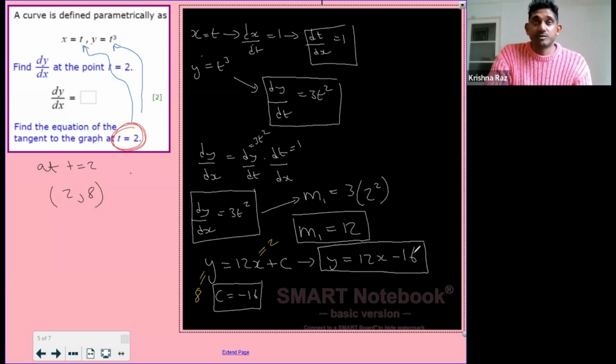So that completes the video. So what we've seen is how to differentiate parametrically and an application of it on this last example.